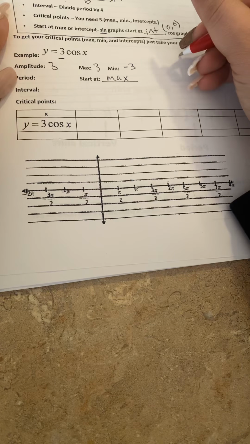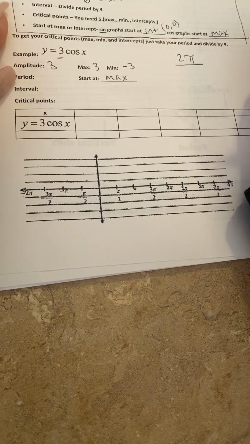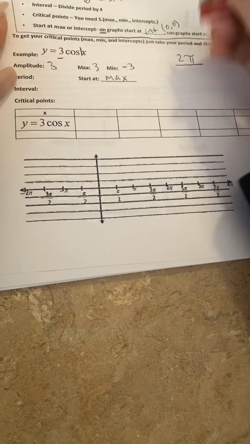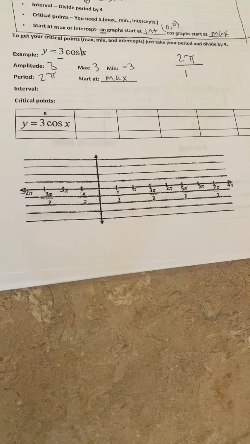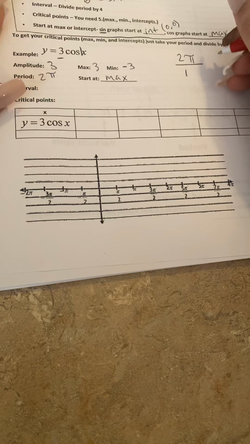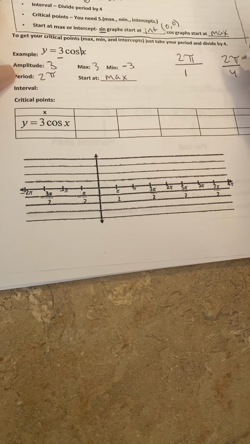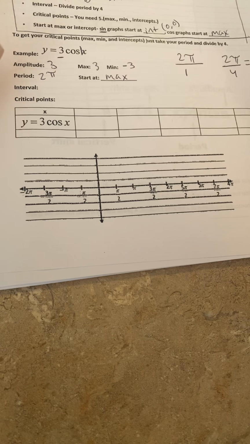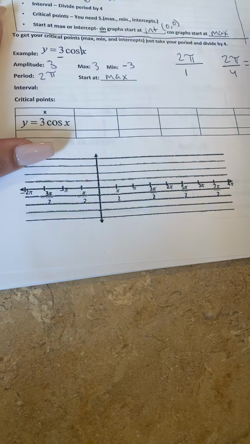So our period, you take 2 pi and divide it by the number in front of x. Well, this time there is no number in front of x, so it's understood to be a 1. So it's 2 pi over 1, which means my period is 2 pi. So that means between 0 and 2 pi, I should have a full wave. And then to get my interval, I take my period and divide it by 4. You're always going to divide by 4 to get your interval. And 2 pi over 4, you want to simplify, so that just becomes pi over 2.